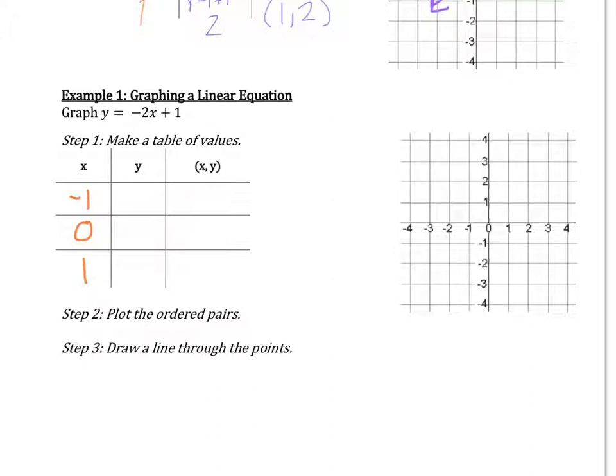so then we can get our ordered pairs. We don't necessarily have to pick these 3 numbers for x, but in my opinion, they are the easiest to work with, especially for this equation, since it is very simple numbers.